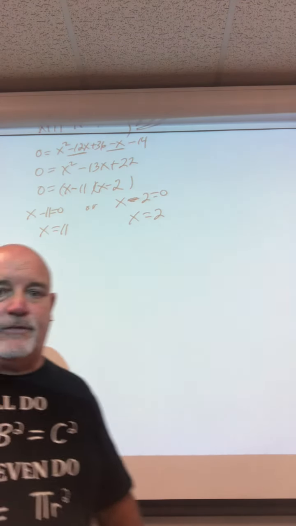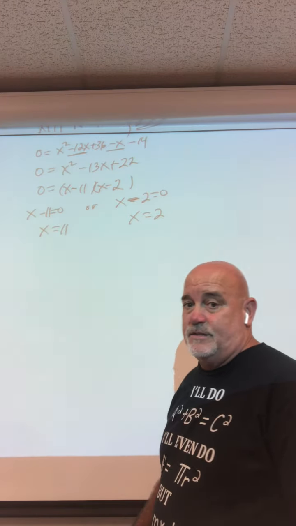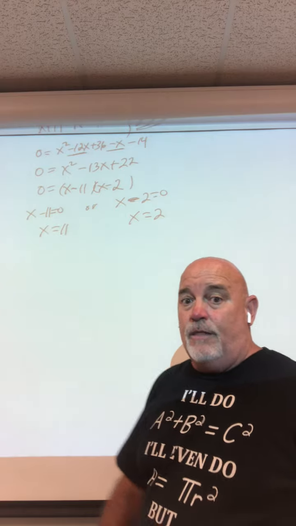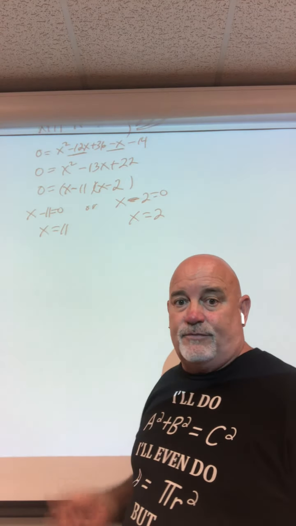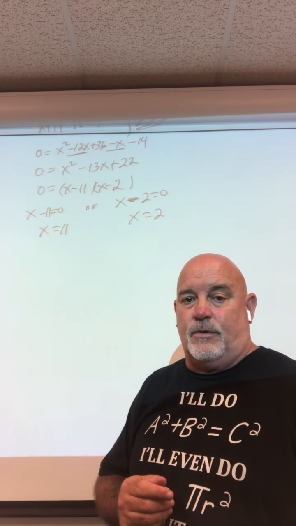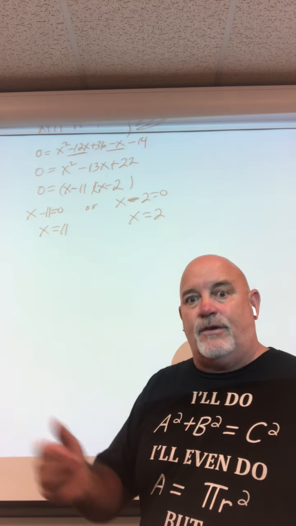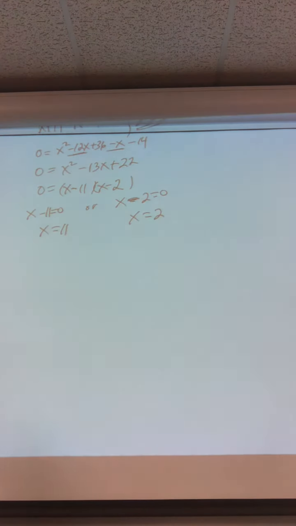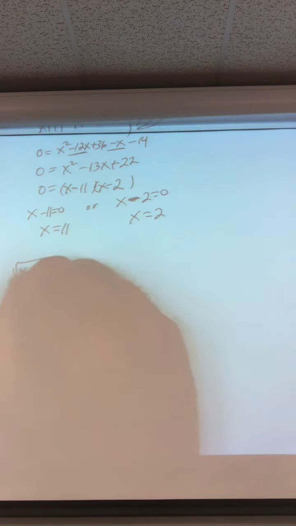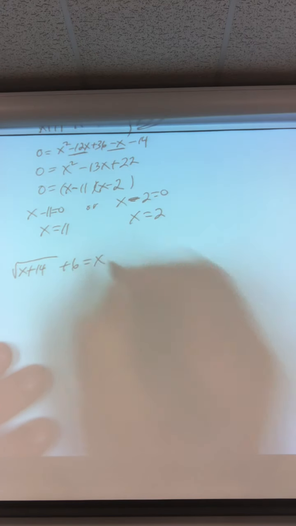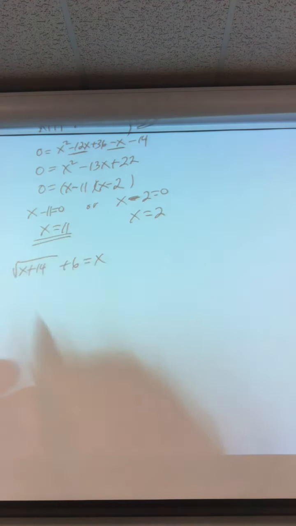All right, now what do I have to do? I have to check both of these. Now before I do this, let me say this. I don't have any clue what's going to happen. They could both work. If they both work, I have two answers. If one works and the other doesn't, I have one answer. If neither one of them work, I have no solution. So there's no way of predicting what's going to happen until I check them. All right, so let's write the original problem back down before you touched it. Now, I'm going to try 11 first.